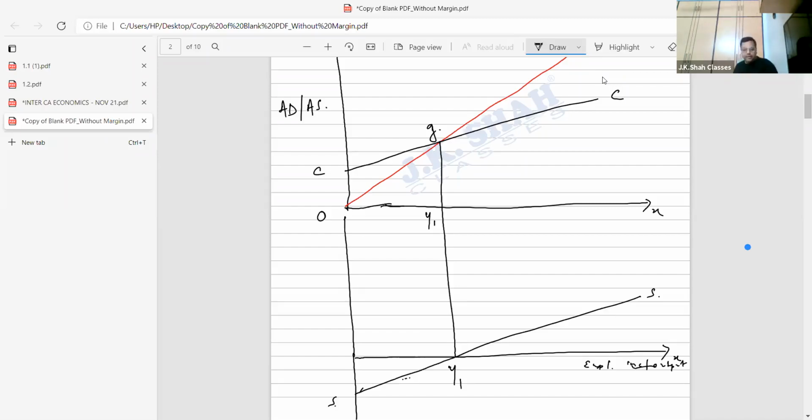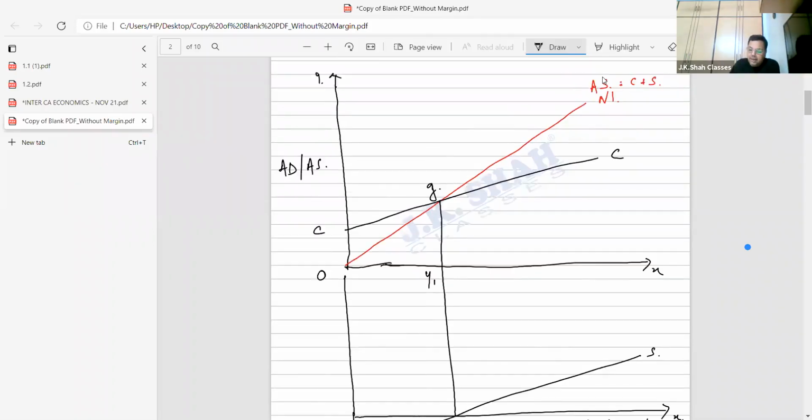Now let's go ahead. Understanding should be what? Yes, sir. The country has employment till a higher level. Imagine if I write here M. So there are so many people who can be employed, but I'm giving jobs to only OY1 level of people. I'm giving jobs only to OY1 level of people, so there is still unemployment.